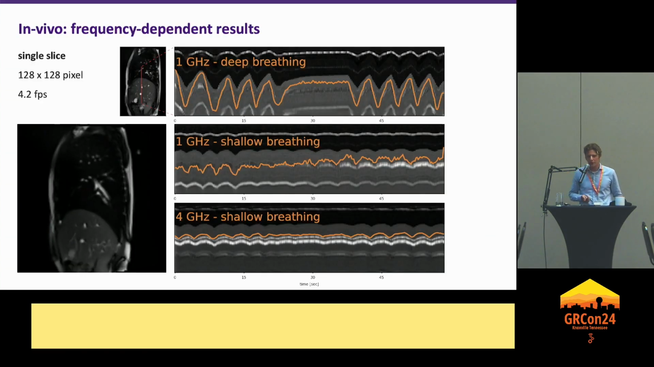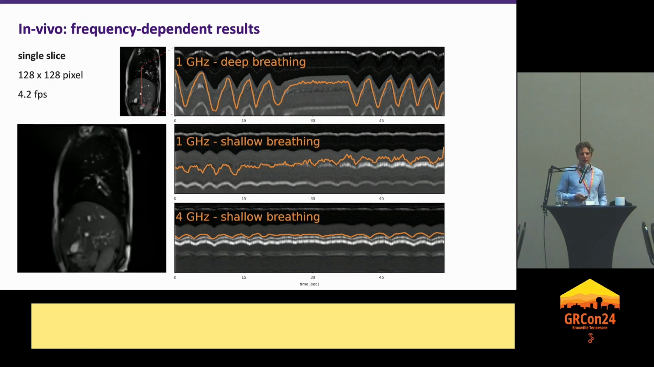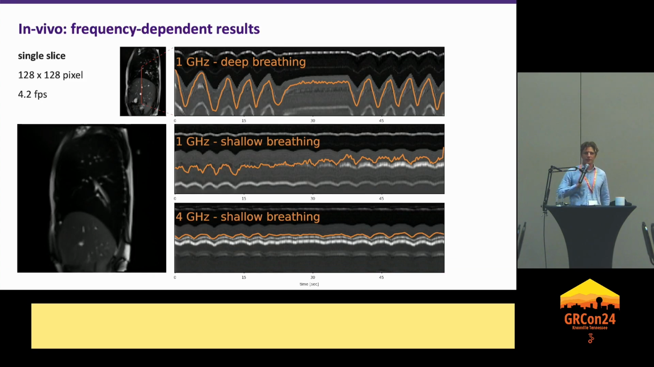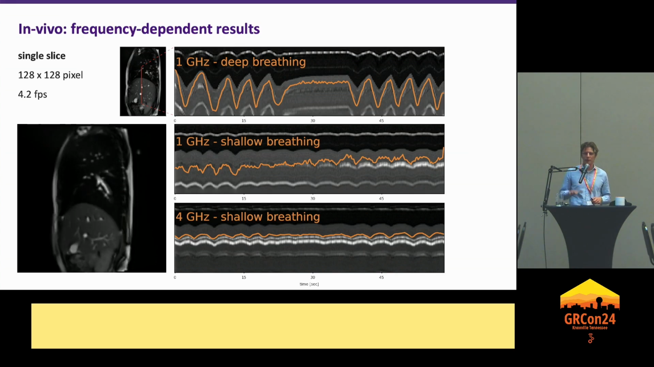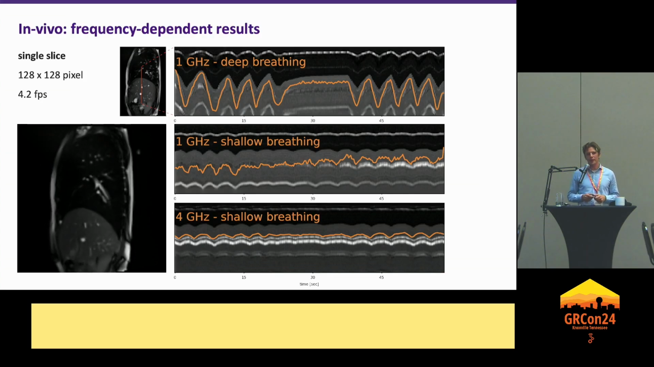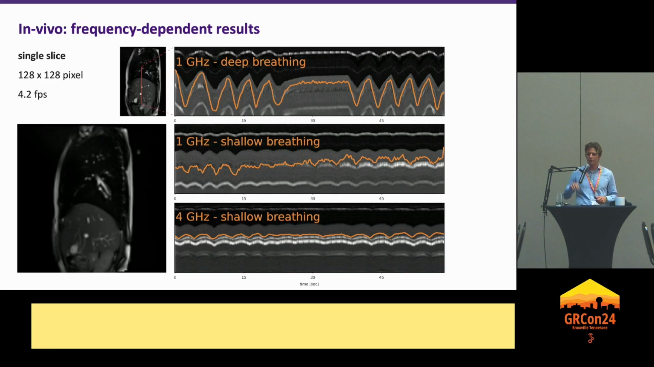Switching gears now, looking at volunteers. We're looking at a single slice that goes through the right chest. So at the top of this video, you see the lungs. It's a dark area. And below, the big organ is the liver and other abdominal organs that move up and down as the volunteer is breathing. And on the right side of the slide, you see the movement of the diaphragm, or the movement of the liver. Liver is moving up and down, projected over time.